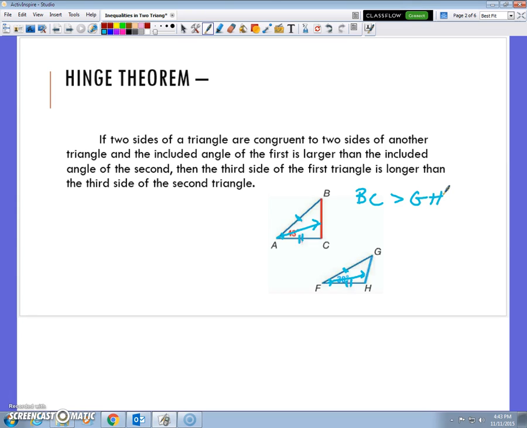All right, so there's important things to remember. My two sides that are equal in my comparison, the angle must be in between them. Included is what the word is for it. Must be included. All right, and so if that included angle is bigger, the side opposite is longer. If it is smaller, the side opposite is smaller.